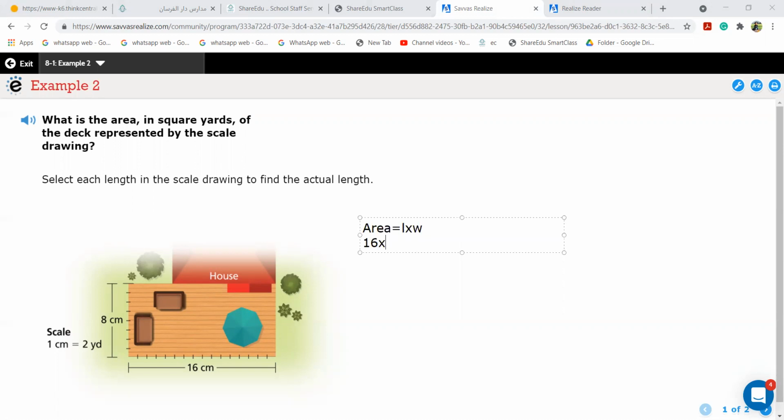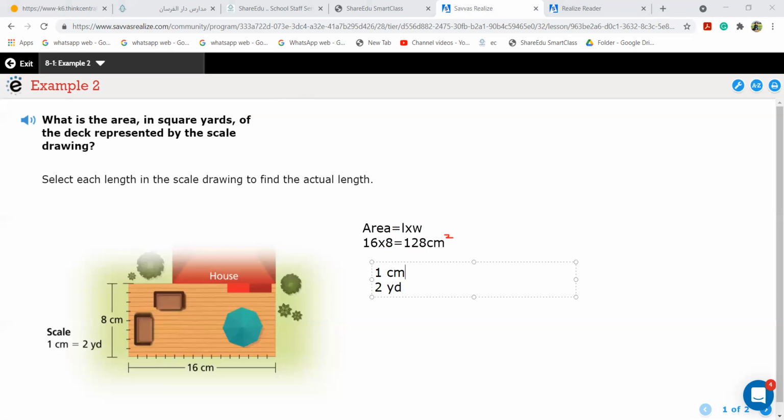So what is the length here, girls? 16. And what is the width here? The width is 8. What is 16 times 8? Anyone? 8 times 6 is 48. 128. So I get 128 centimeters square. Now, girls, 1 centimeter is 2 yards. They are giving you 1 centimeter is how many yards? 1 cm equals 2 yards.